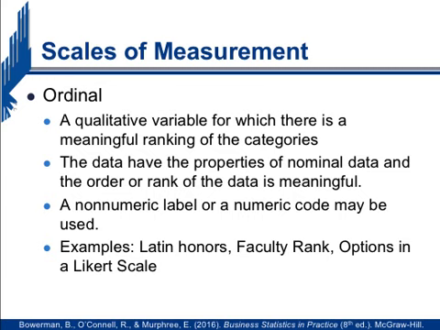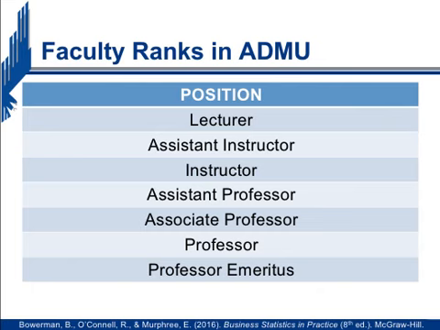Now, faculty ranks also follow the ordinal scale of measurement. An example are the faculty ranks in Ateneo. So here are the different categories for the positions of teachers in the Ateneo de Manila University. So the lowest is the lecturer. This is the position normally given to part-time teachers in the university. And then we have assistant instructor.